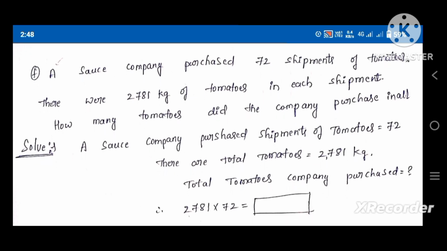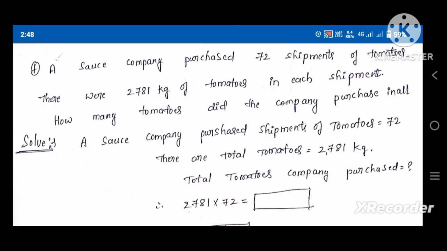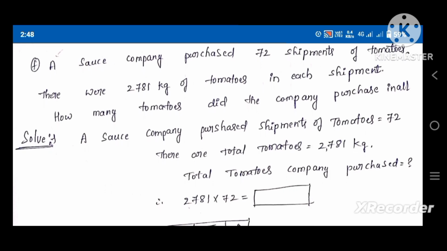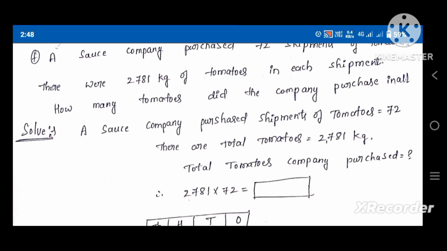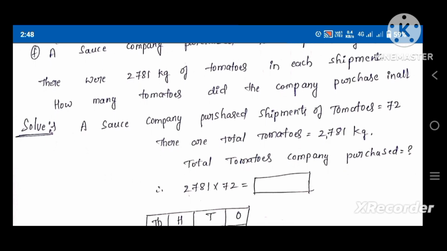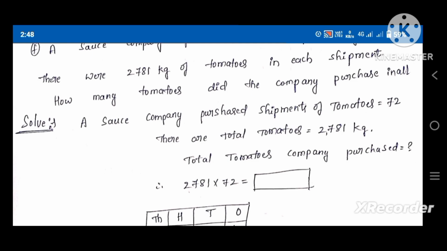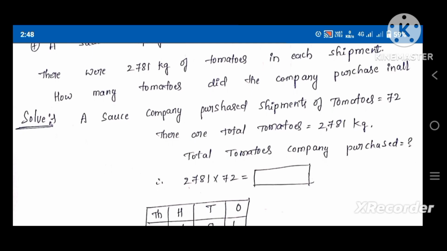Question number F. A sauce company purchased 72 shipments of tomatoes. There are 2,781 kg of tomatoes in each shipment. How many tomatoes did the company purchase in all?